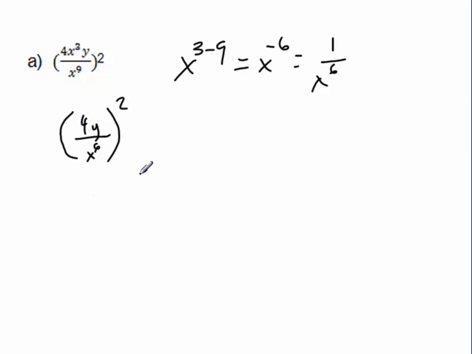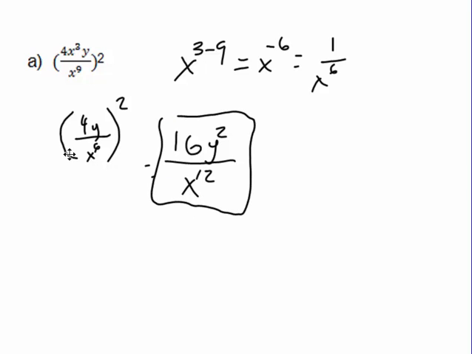Well, 4 squared, that is 16. And y squared is y squared. X to the 6th squared, remember, a power raised to a power, we multiply. So that's going to give us x to the 12th. And this is our answer.